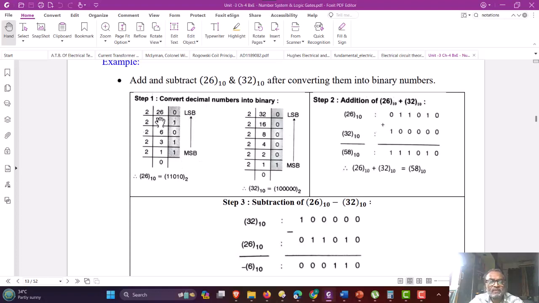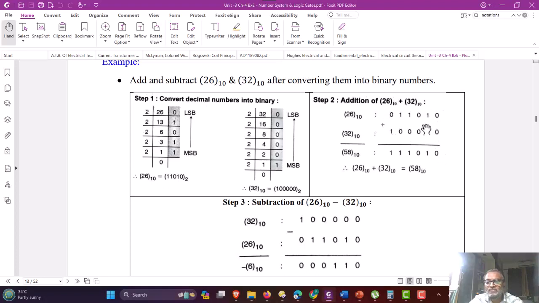So we have converted 26 to the binary number 11010, and we have converted the decimal number 32 by successive division by 2 to the binary number 100000. Now we have both the numbers. In the second step, we will perform addition of the two numbers. We will write the numbers column by column and add them.